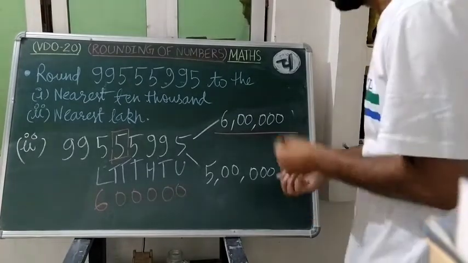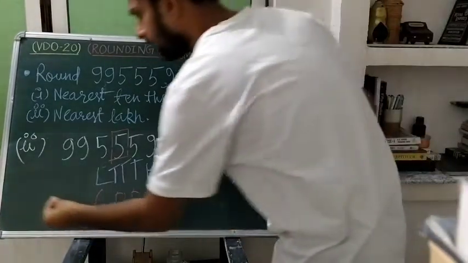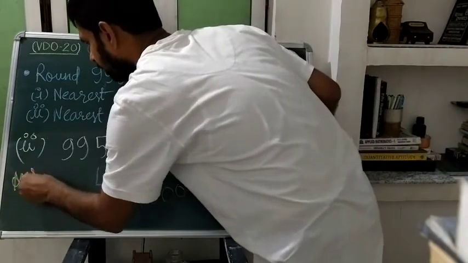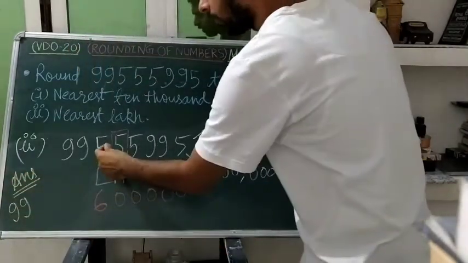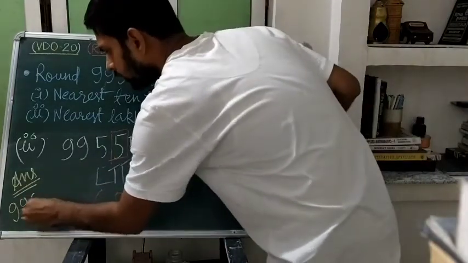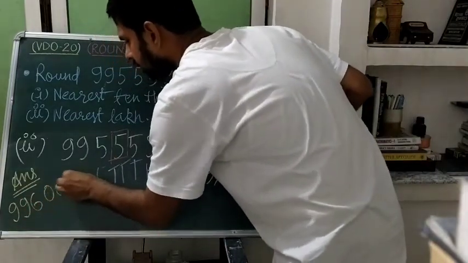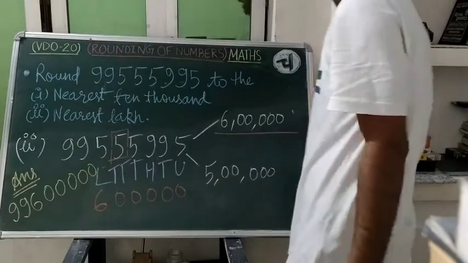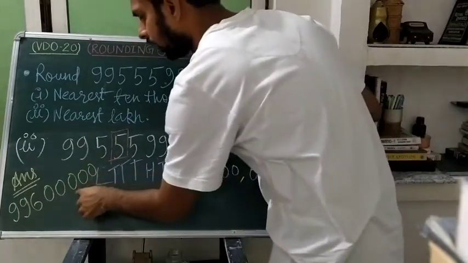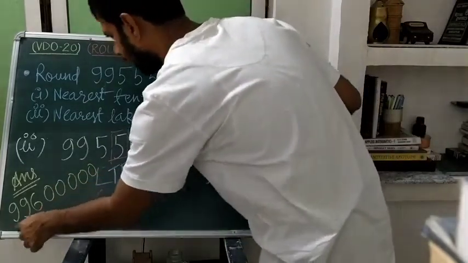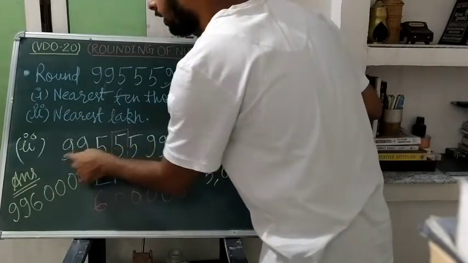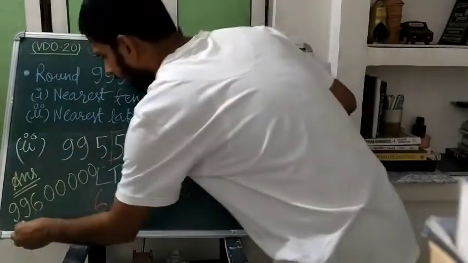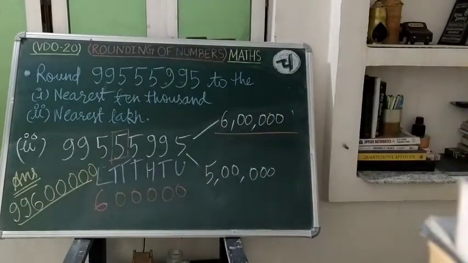Sorry student, I was doing it wrong in writing the answer. The answer will be 9, 9, and from here we will write 6 lakh. Okay? 1, 2, 3, 4, 5, 6, 7, 8. So your answer will become this. Getting it?